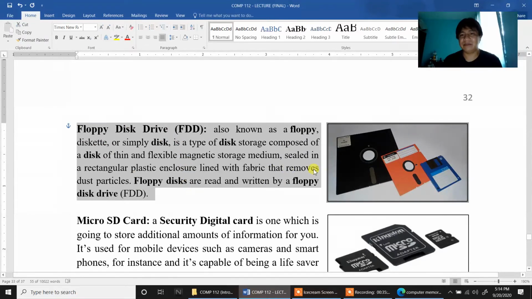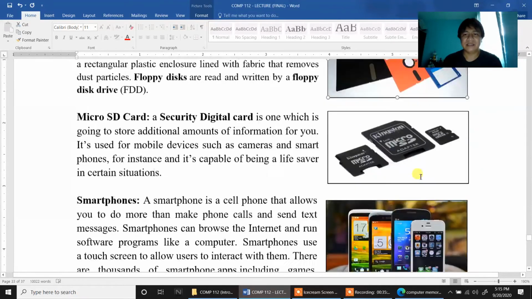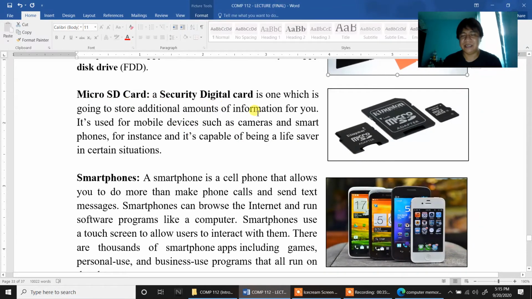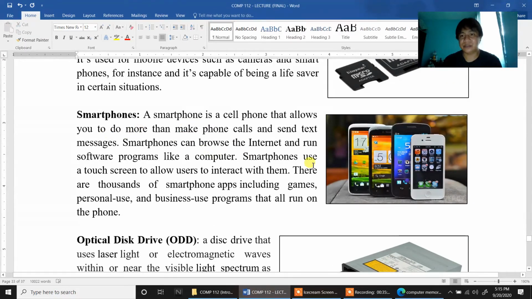But during my time, we still used it. We started with the biggest one, a box inside, I think. It was big. Then it got smaller until the 3.5 floppy diskette. And then we have also a micro SD. And then also we have smartphones, because nowadays smartphones can already be considered as data storage.